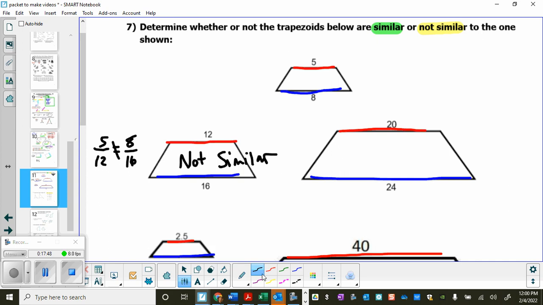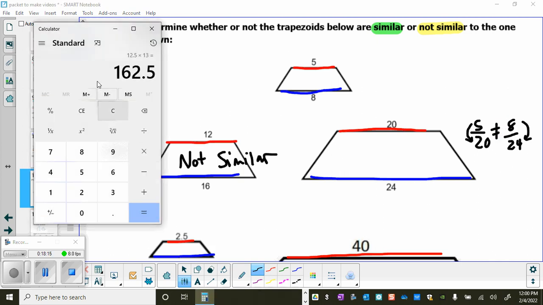All right, now let's take a look at this over here. So red to red, the 5 turned into a 20. And the 8 turned into a 24. Some of you might have caught that 5 times 4 gives you 20. So I do times 4. This is times 4. But be careful. 8 times 4 is 32, y'all. So these are not equal.